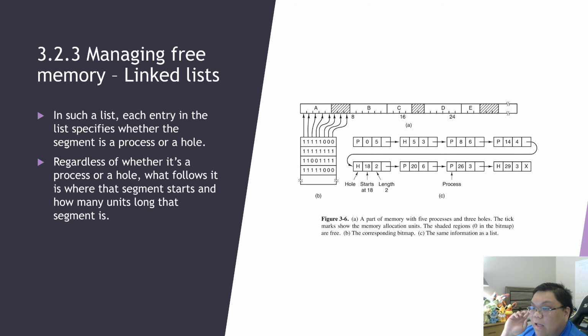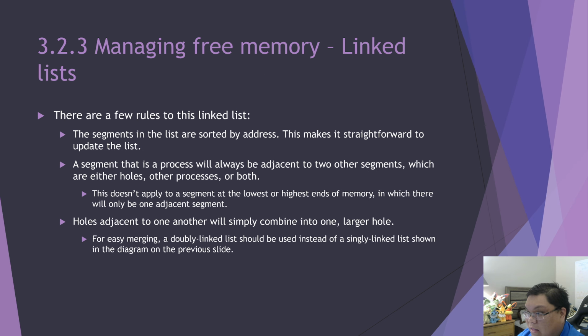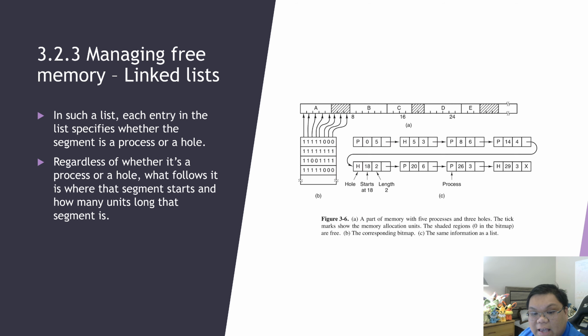Let me back up. A process will always be adjacent to 2 holes, 1 process and 1 hole, or 2 processes. If a hole is adjacent to another hole, they just combine into one big hole. So we can never have holes adjacent to other holes.